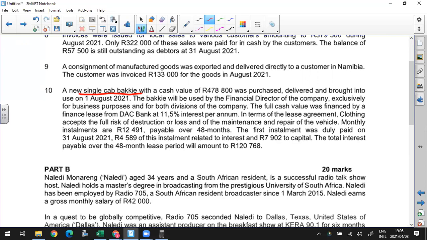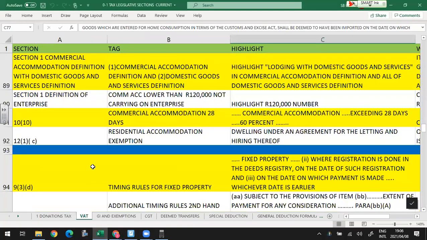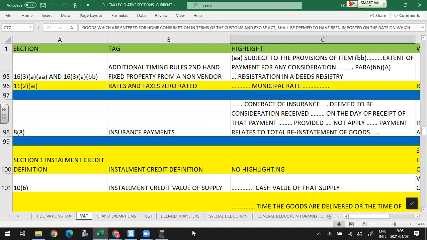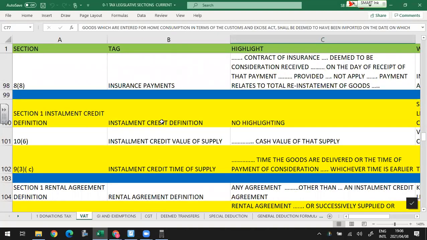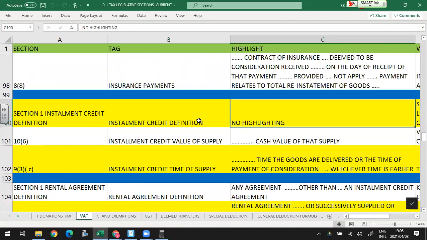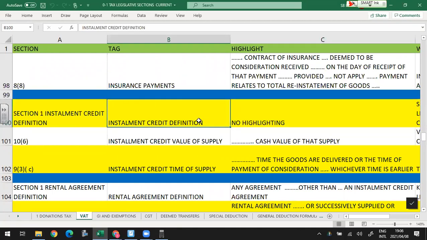So guys, because it's used for both divisions, what are we going to have to do? Multiply by what? 85%. So we know what the number crunch is. It says the full cash value is financed by finance lease. So immediately you should go to your books where you've been asked to tag. The first thing it says is an installment credit definition. So what should you write down in a solution? You need to say, this conforms to the definition of an installment credit.